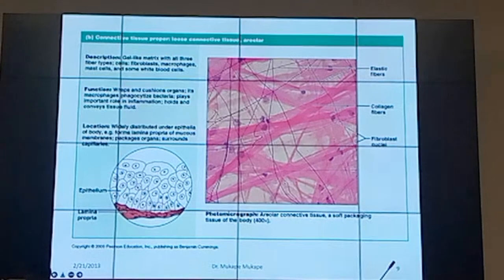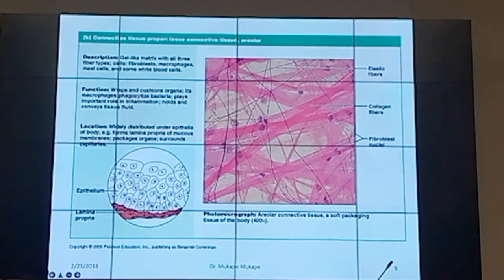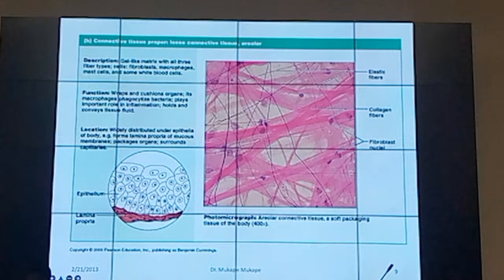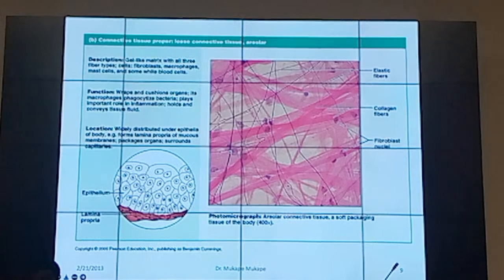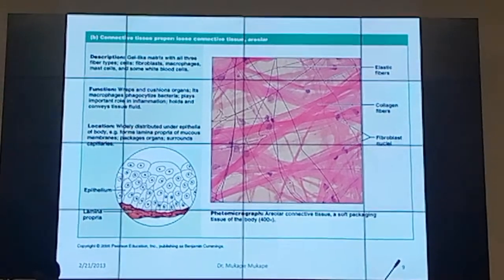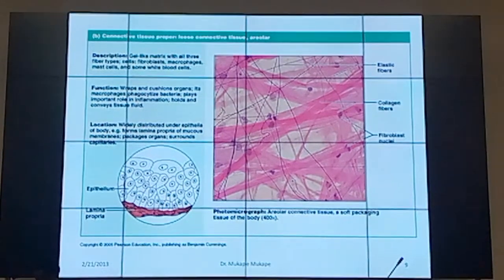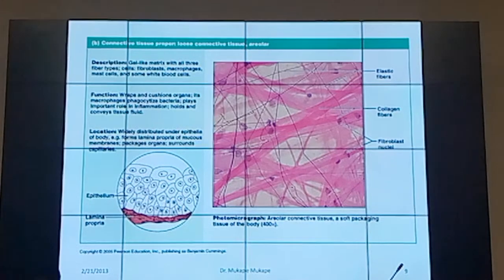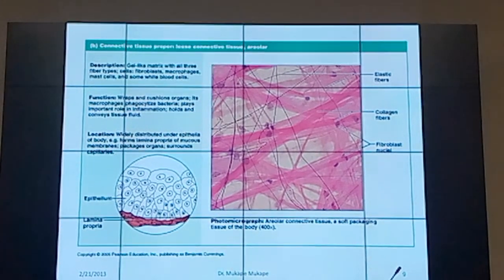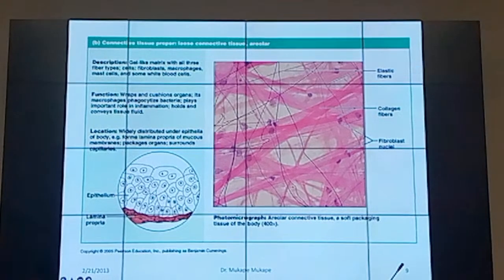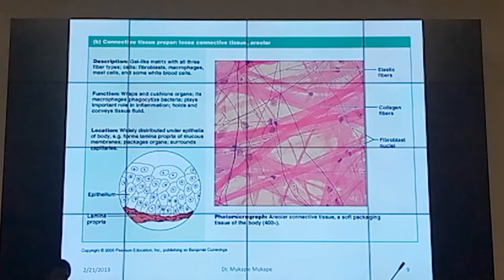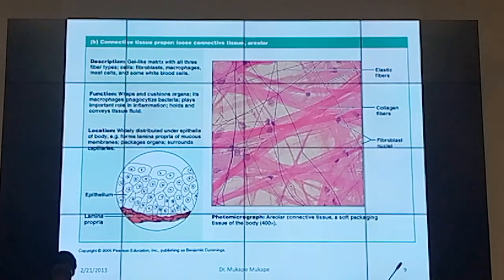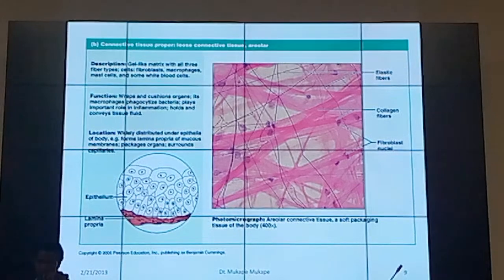So with collagen fibers, you can see the fibroblast cells. Fibroblasts are cells that produce the extracellular matrix, both the protein fibers as well as the ground substance. So it's an example here. The best example where you find loose connective tissue is the lamina propria.